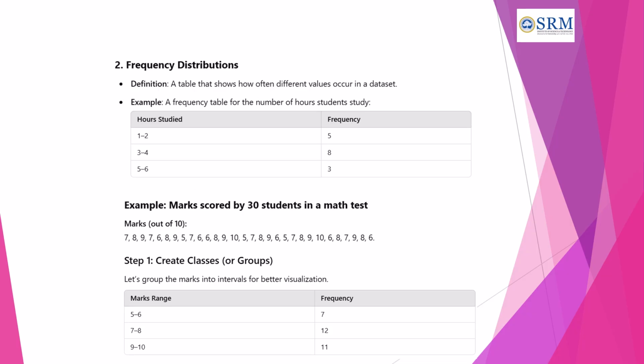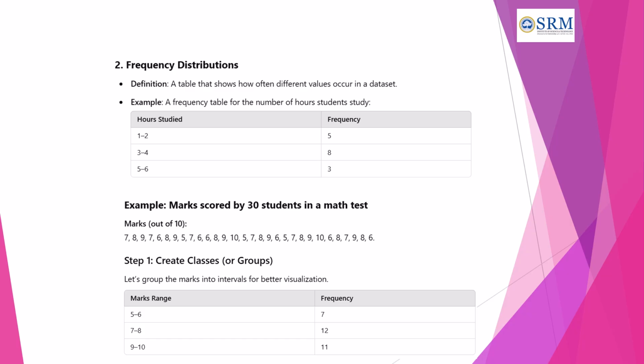Frequency distributions. A frequency distribution is a way to organize data so we can easily see how often each value or range of values occurs. Instead of looking at a long list of numbers, we group similar values and count how many times they appear.